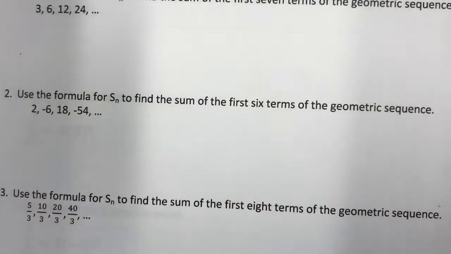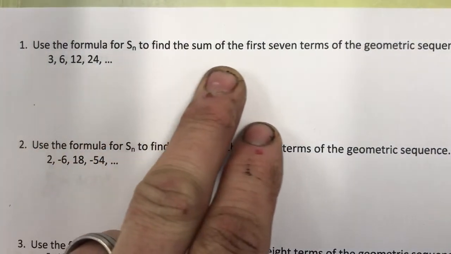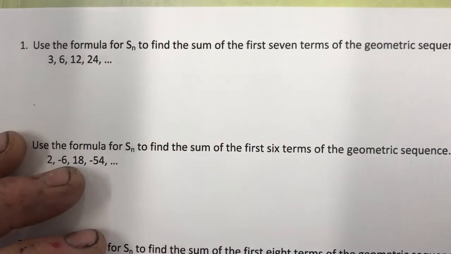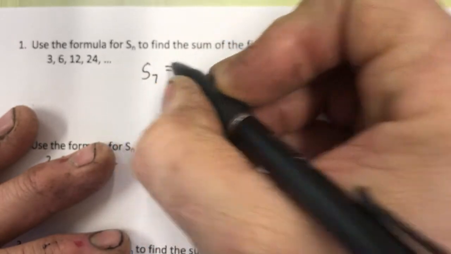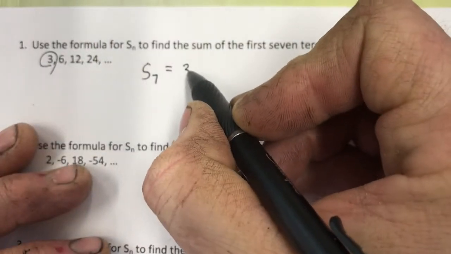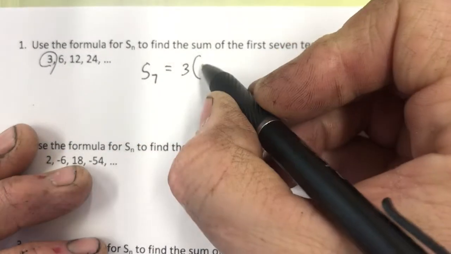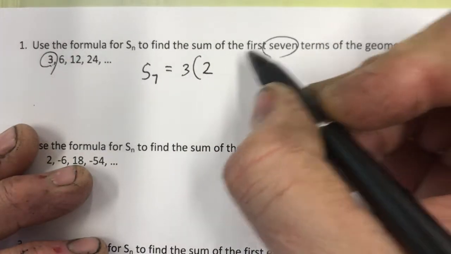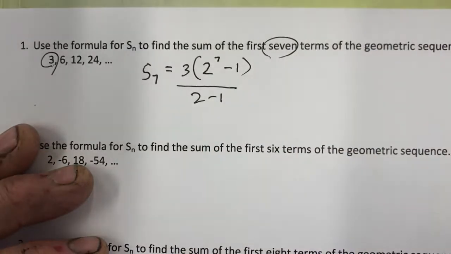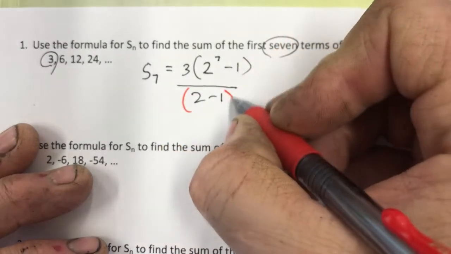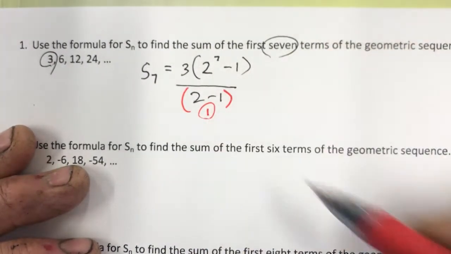Okay, let's look at some of these problems. Number 1, use the formula to find the sum of the first 7 terms of this sequence. All right, so I want to find the sum of these 7 terms. It's going to be this first term, 3, times, and my common ratio, it looks like it multiplies by 2 each time, so R is 2, and it's to the 7th power, n is 7, minus 1, and then divided by down here, 2 minus 1. And of course, when I punch this in, I got to put parentheses around that there. Or I can just do 2 minus 1, which is just 1, and divide by 1.